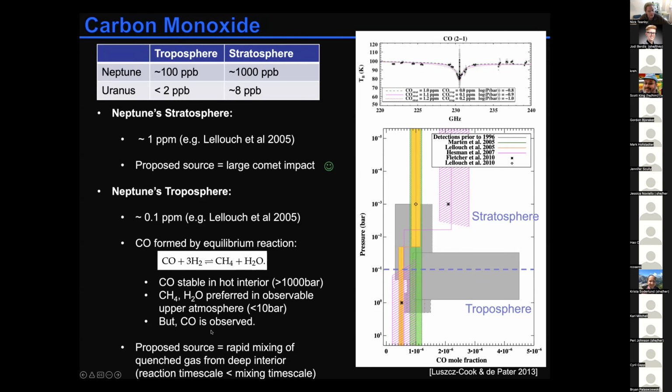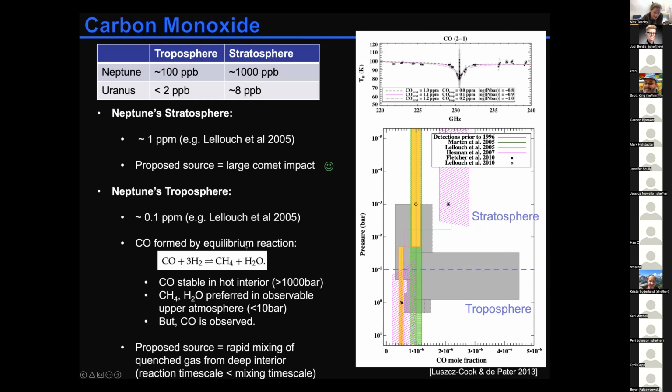So a way to explain this is that this CO is actually dredged up from the deep interior of Neptune. You can't really have this kind of scenario with this amount of CO in the deep troposphere just from a comet, especially when you get to high pressure, the absolute abundance is just too high.